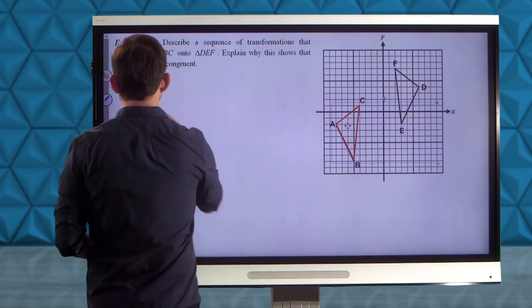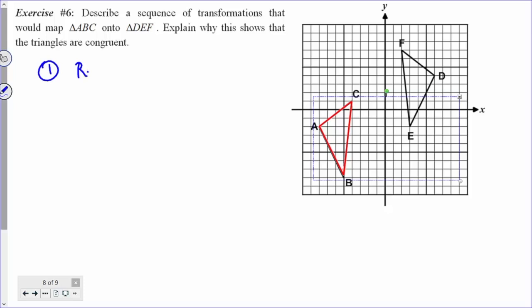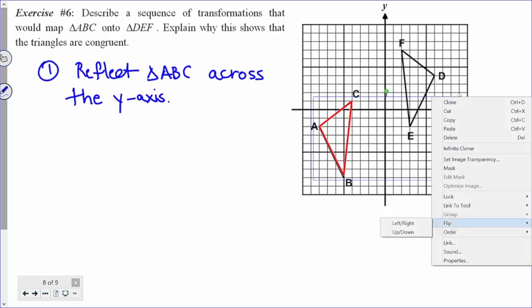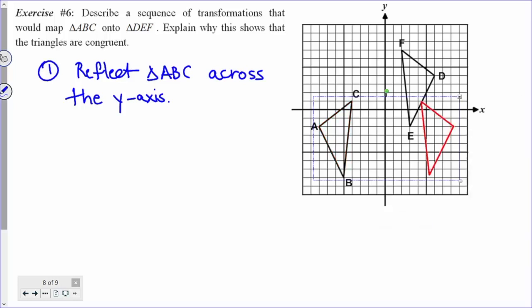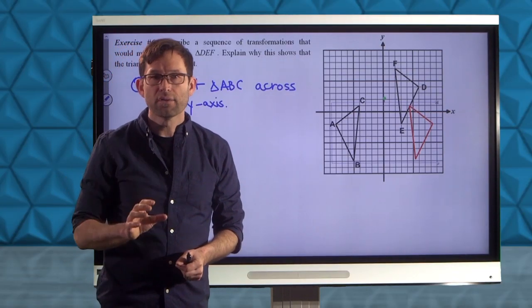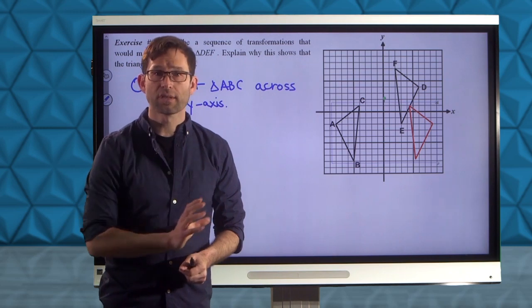I think I'm first, number 1, going to reflect triangle ABC across the y-axis. That's actually easy enough to do. Well, I thought it was. Let's flip this left, right. All right, and it puts our triangle over there. Now notice, it's really in the right orientation now. I've just got to shift it.